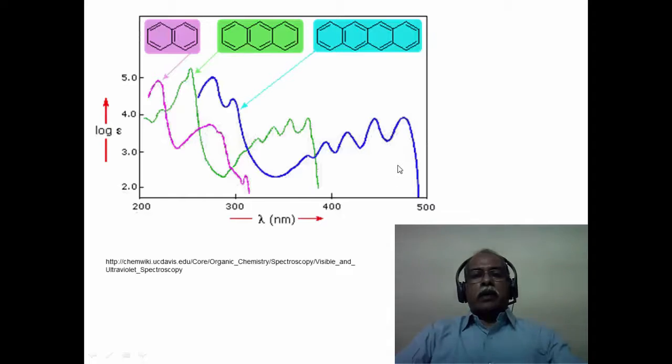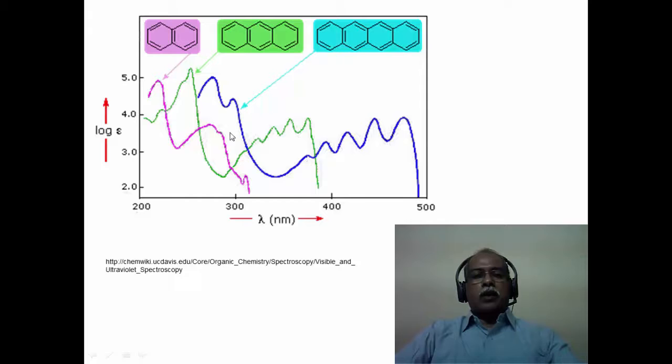Now, as we go from the benzene to higher polycyclic aromatic ring system, there is a progressive shift of the pi to pi star transition in the aromatic system because of the extended conjugation that is present here. This spectra shown here correspond to naphthalene, which is in the violet color. The green color is the anthracene spectrum, and the blue color corresponds to the tetracene spectrum. You can see here the longest wavelength pi to pi star transition, all of them show vibrational fine structure.